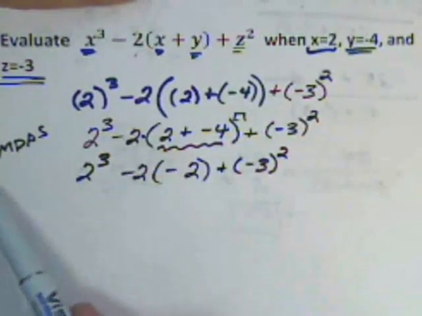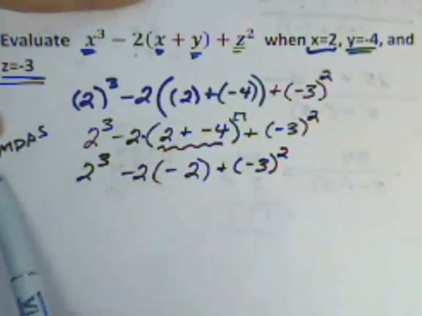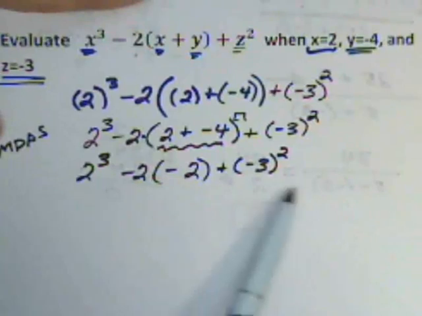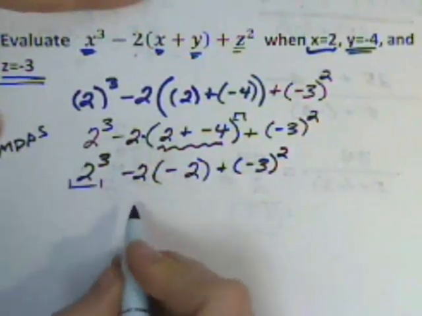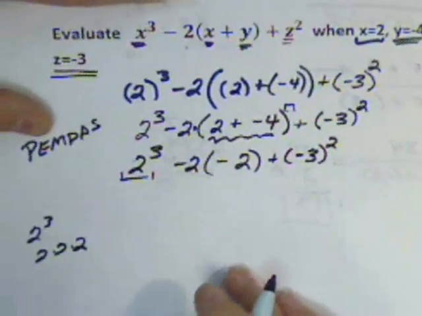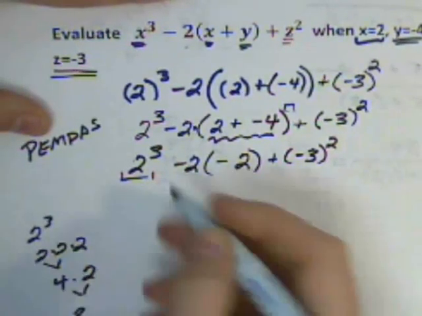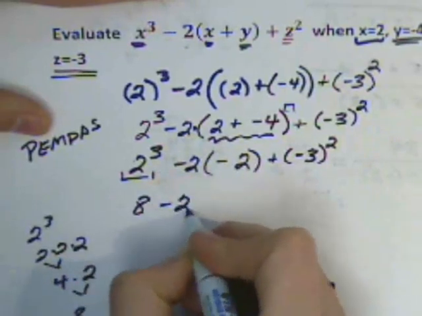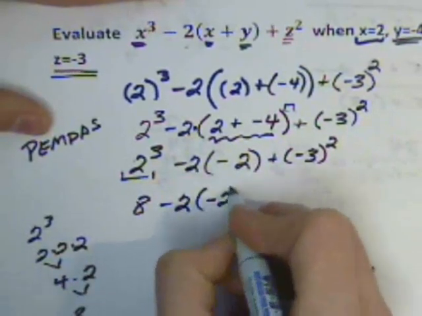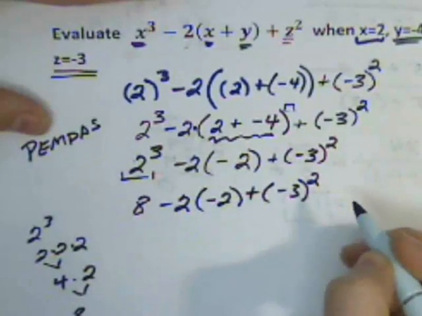Next thing we do, do I have any grouping symbols? Well, sure we do, but there's nothing inside of those to do. So we'll move on to the next step. Do I have any exponents? Yes, let's go left to right. 2 cubed. In other words, 2 times 2 times 2. 2 times itself 3 times. That sounds like 2 times 2 is 4 times 2. How about an 8? So 8 minus 2 times negative 2 plus negative 3 squared.